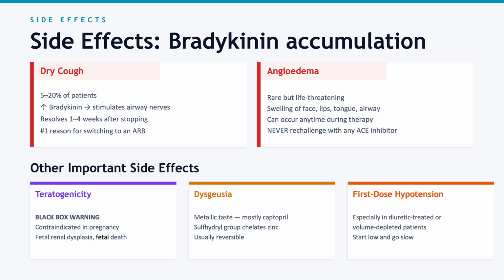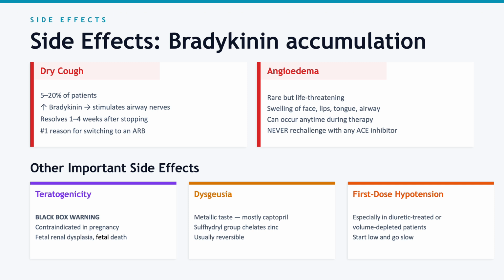From a buildup of bradykinin, you get dry cough, which is the most common side effect, affecting approximately 5 to 20% of patients. It is a persistent, dry, non-productive hacking cough caused by elevated bradykinin levels in the lungs, which stimulates airway sensory nerve fibers. The cough can appear within days or weeks of starting, or even months later, and resolves within 1 to 4 weeks of stopping the drug. This is the #1 reason patients are switched from an ACE inhibitor to an ARB.